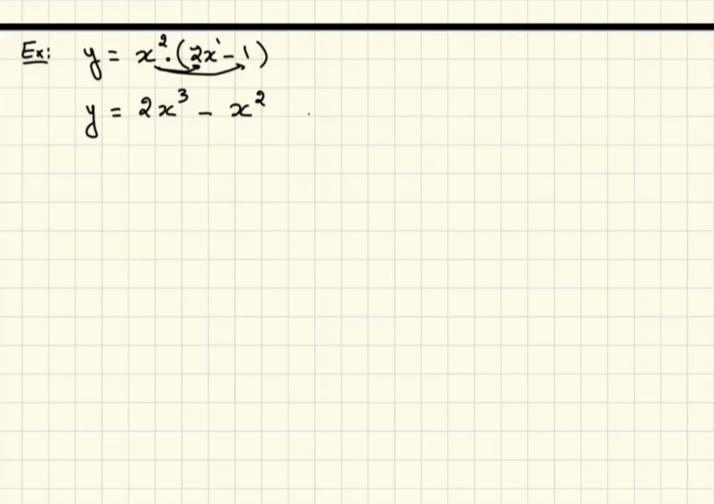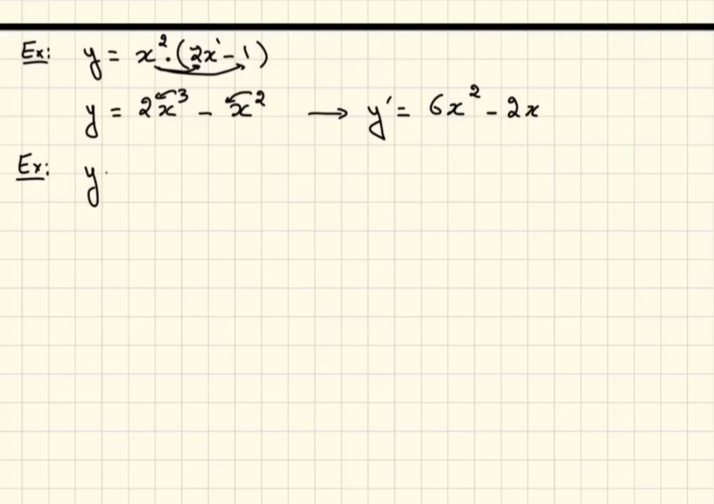Knowing that y is this, we can find the derivative now. We take the 3 down, 2 times 3, 6, x exponent 3 minus 1, which is 2, minus, now this 2 goes down, and the x exponent 2 minus 1, which is 1. No need to write the 1 as I said, and this will be our answer.